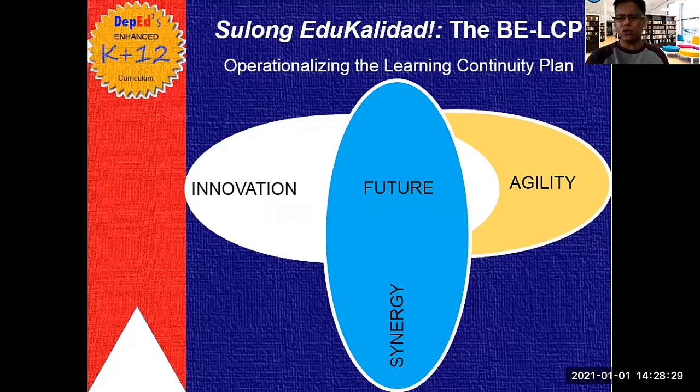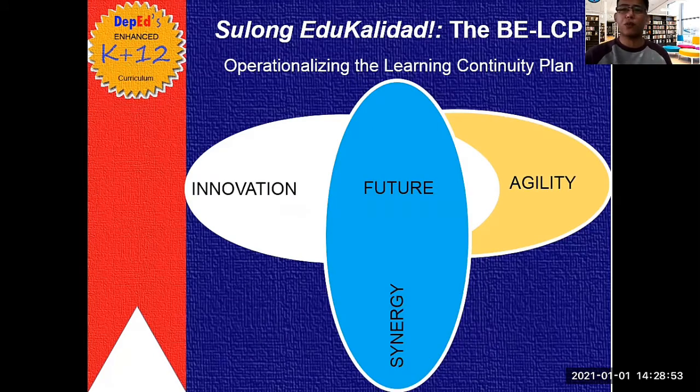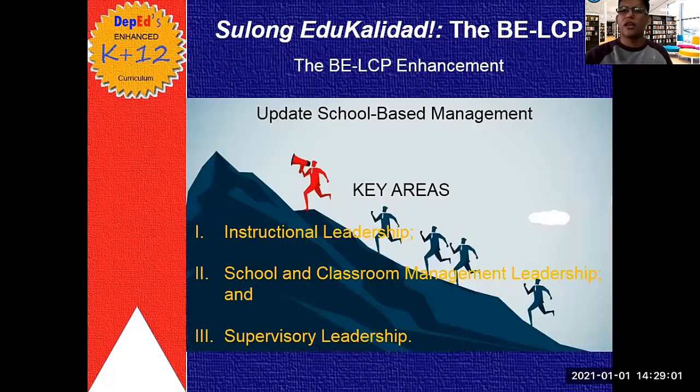In order to ensure the bright future of the K-12 learners, there's a great need for the collaboration of three important aspects: innovation, synergy, and agility. Innovation means formulating superior solutions that have greater social or economic impact. Agility refers to the ability to move quickly and gracefully, while synergy is a collaboration that creates an output greater or bigger than the sum of the individual contributions. The BELCP enhancement has three key areas.